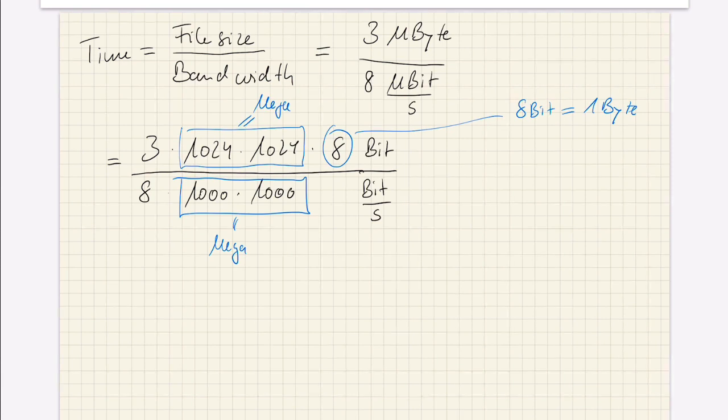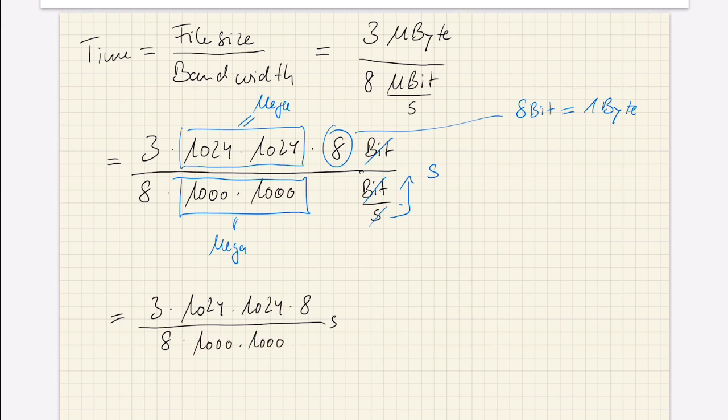Now, having this, we can simplify a little bit, so we can get away with the bits and move the second up here. So we say we have seconds there, and now we can continue and say this is equal to 3 times 1024 times 1024 times 8 divided by 8 times 1000 times 1000 seconds. We can still simplify, the 8s go away. And for the next step, you better have a table calculator. So let's have a look.